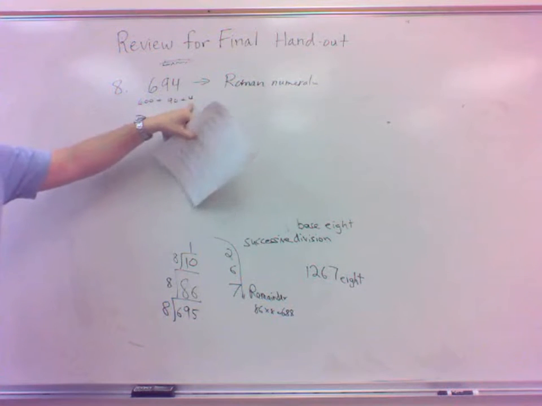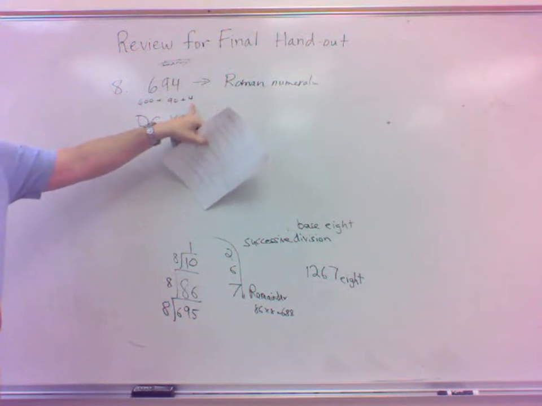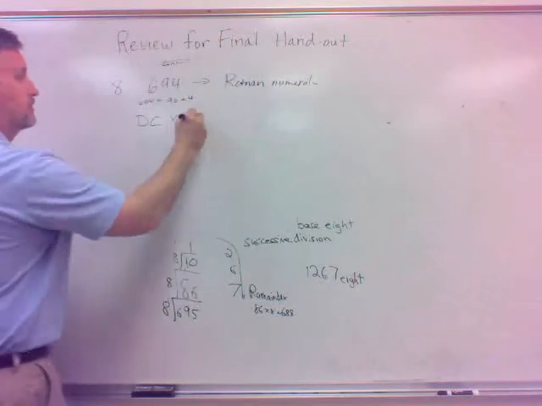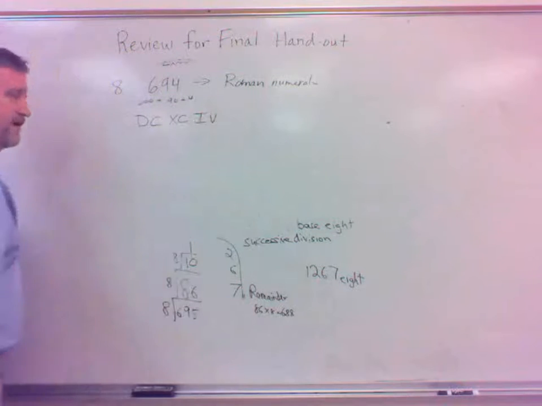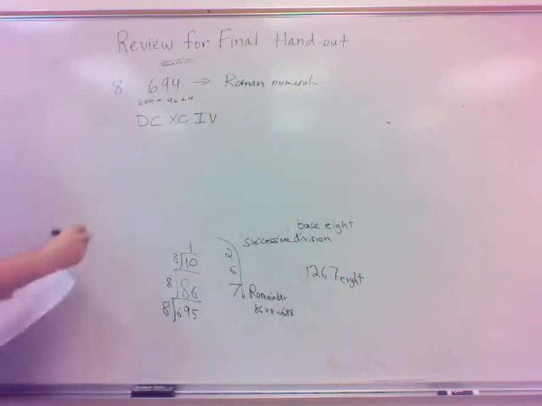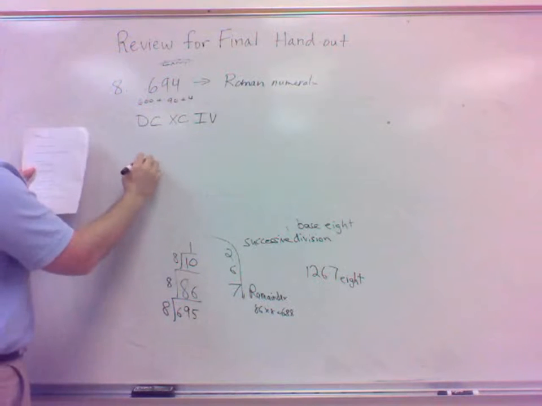Now 4, that's probably a more common one. It's not 4 I's, it's the same thing. Subtraction principle: V is 5, I is 1, so IV would be 4, because you would subtract 1 from 5. Remember that? That's the Romans. Try to recall some of that.